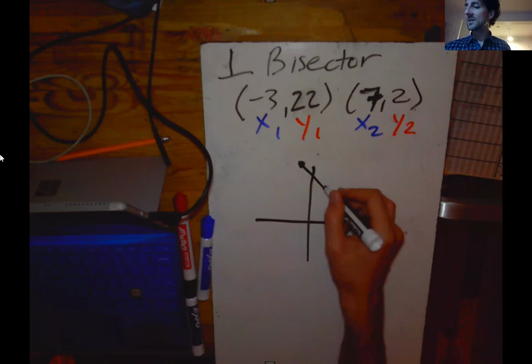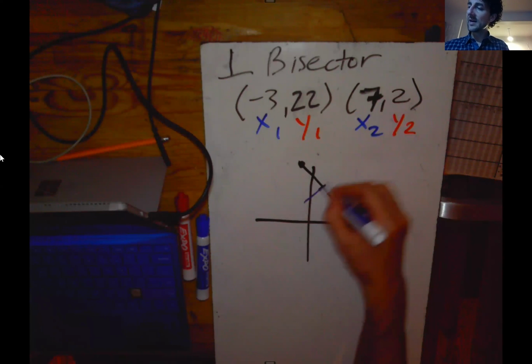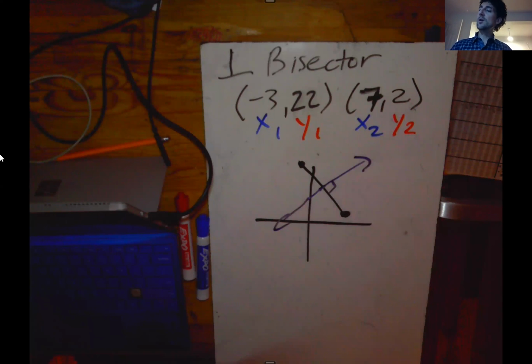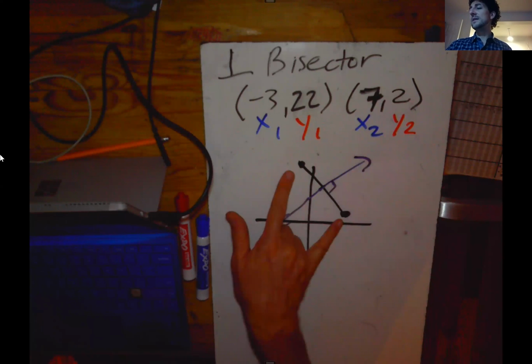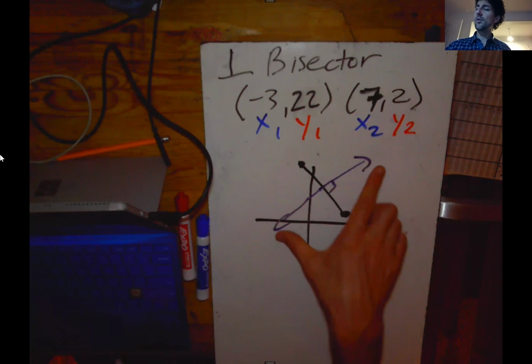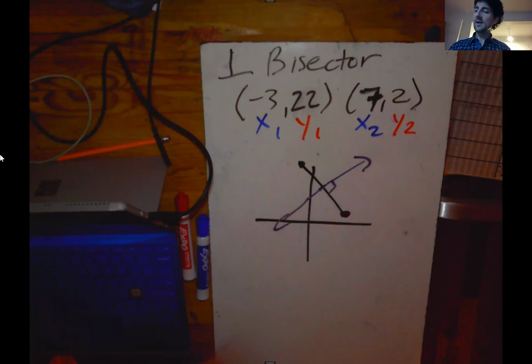So bisect means we're going to pass through its midpoint, and perpendicular means that we're going to make a right angle where we intersect it. So we expect our black line segment to have a negative slope, and we expect our purple perpendicular bisector to have a positive slope, and we expect our intersection to be right about here, some positive. So let's see what happens with that.